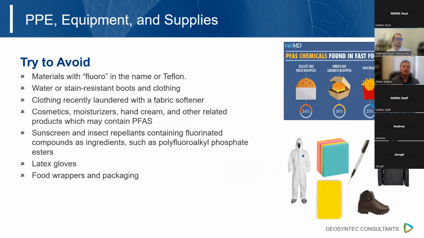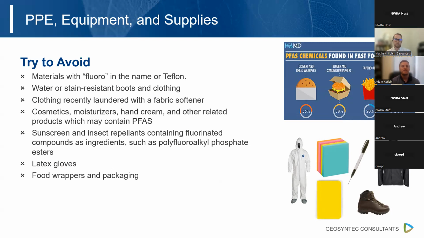So obviously, when we're doing field sampling, PPE, equipment, and supplies are something that we're going to need for every field sampling event. Just some items to avoid. The number one is obviously materials with fluoro in the name, or Teflon. These are PFAS-containing components, so we want to avoid that.